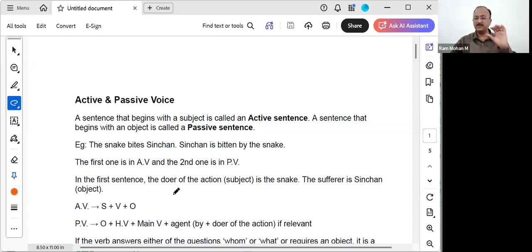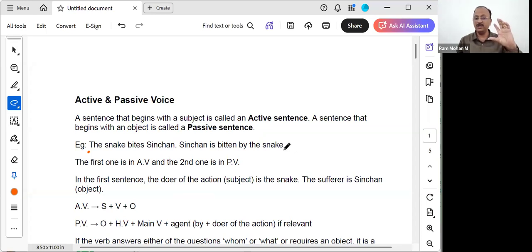Normally, if the sentence is beginning with the subject as the prime part of the sentence, then we call it an active sentence. Suppose the sentence begins with an object first, then it is called a passive sentence. For example, the snake bites Sinchan. This is active voice. Sinchan is bitten by the snake. This is passive voice.